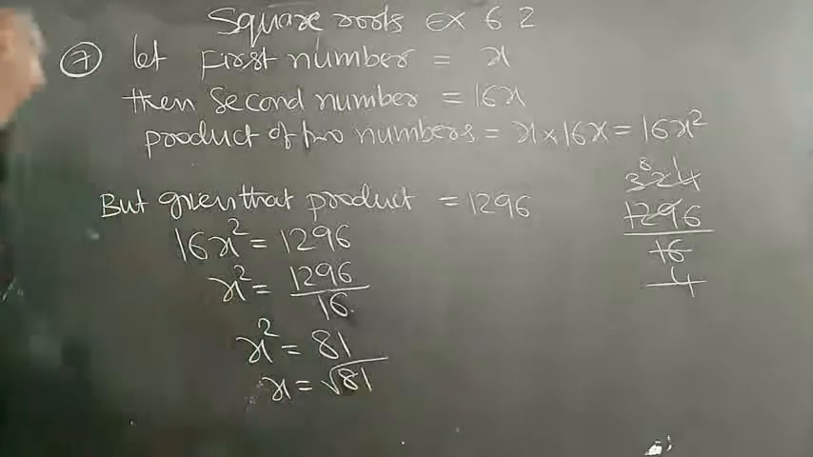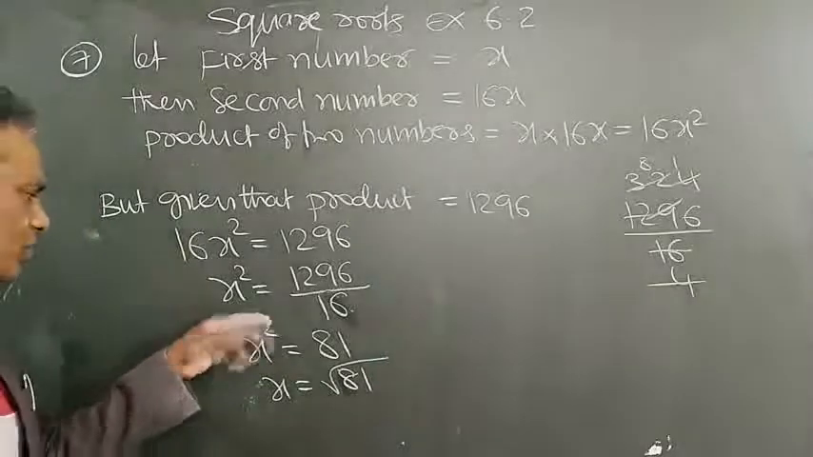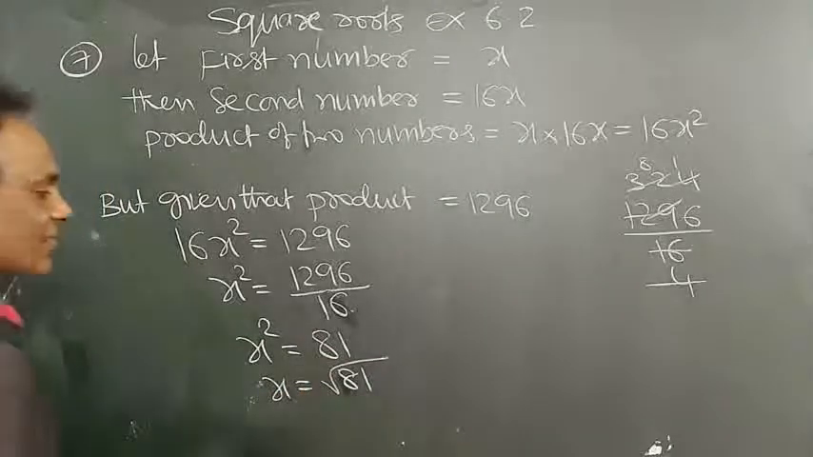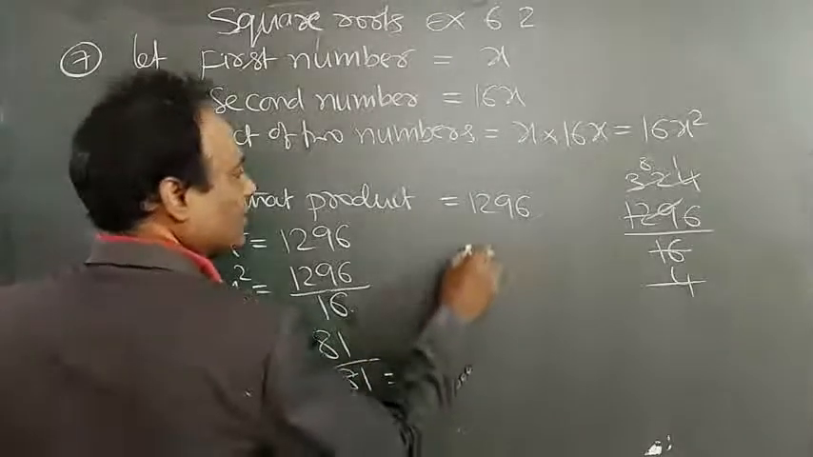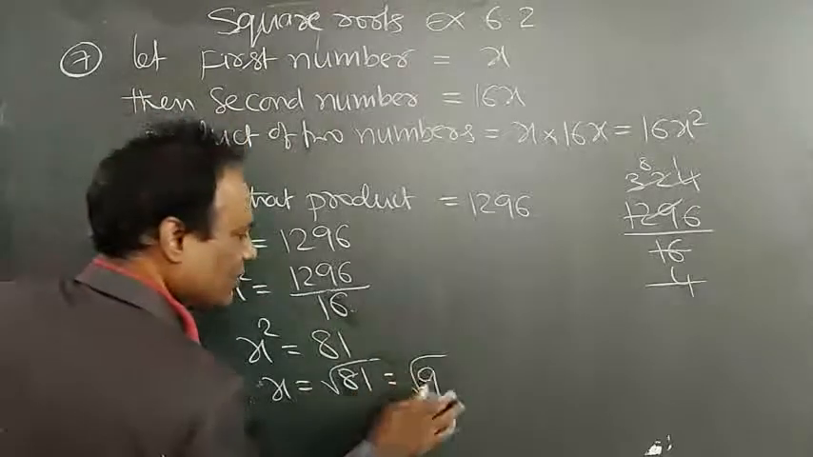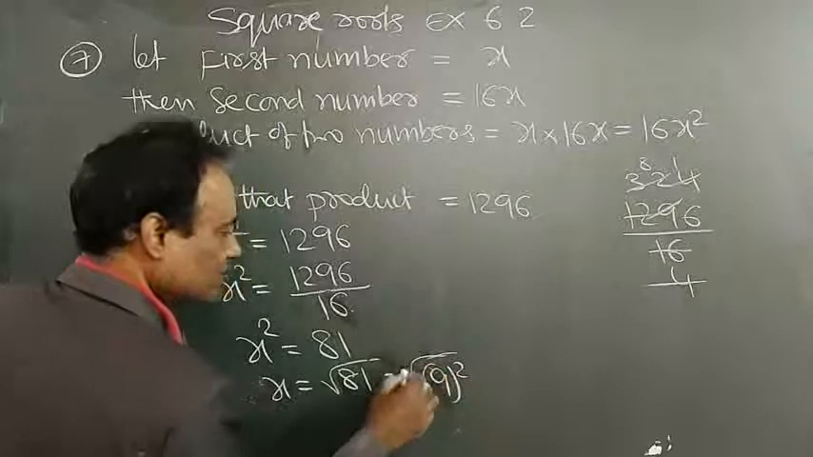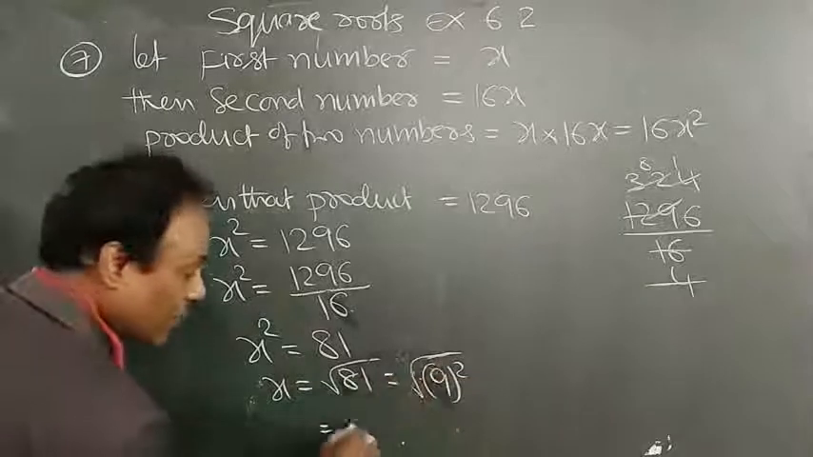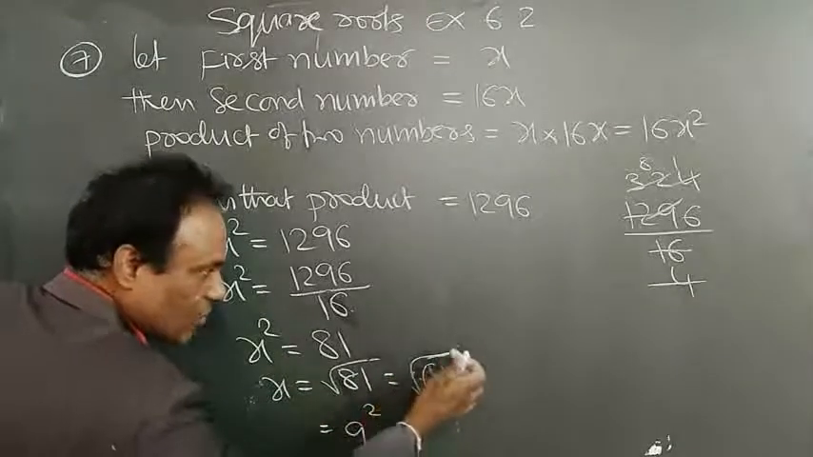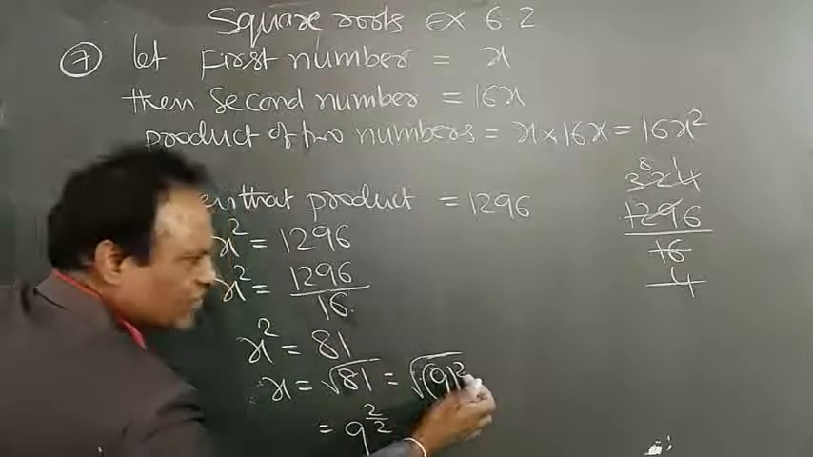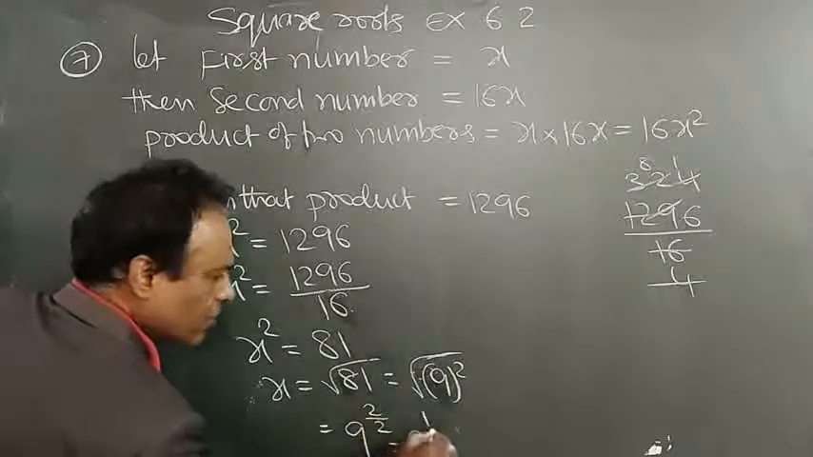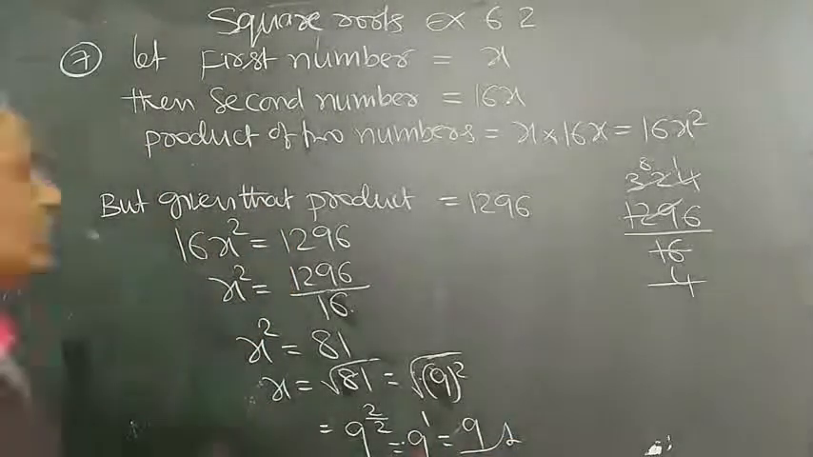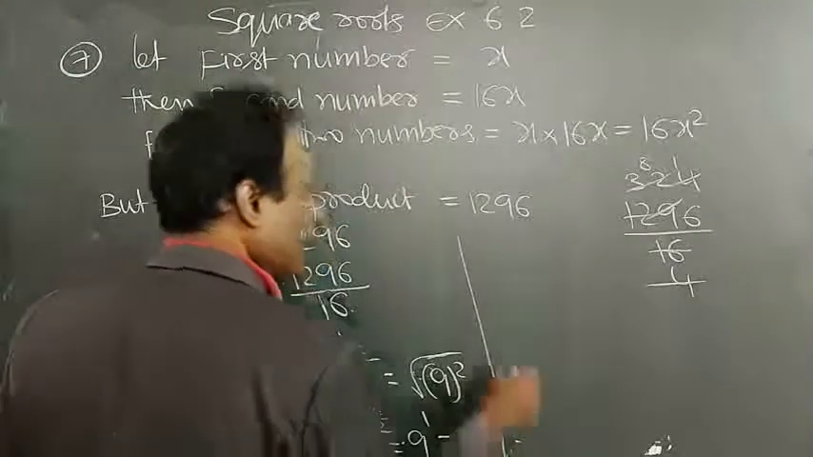Everywhere, the total concept is the same. Whenever the square is removed from here, x square is 81, so x is root 81. Can you factorize 81? 81 is 9 into 9, that is 9 square. How to remove the root? Divide the power by 2. Whatever power is there, divide by 2. So 9 power 1, the answer is 9. X is equal to 9.